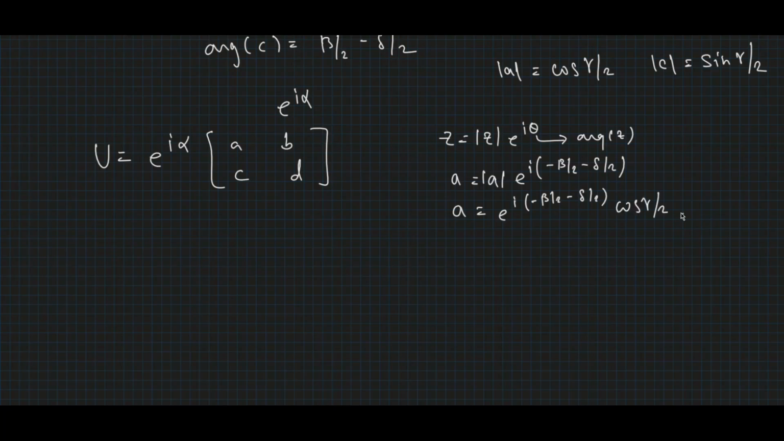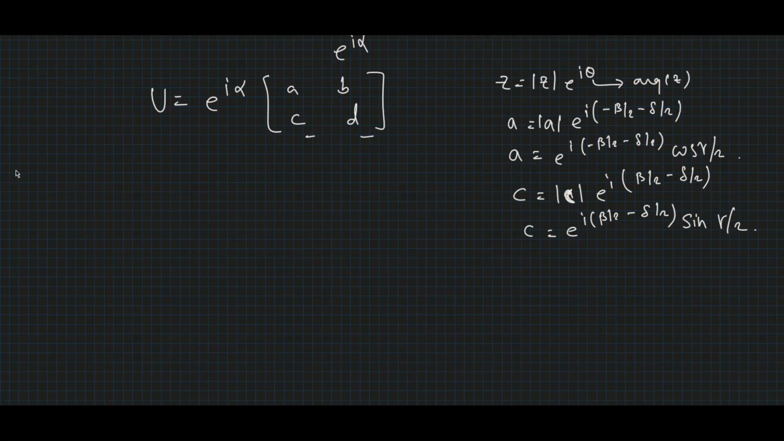Similarly, we can write c is equal to magnitude of c into e raised to i argument of c, which was beta by 2 minus delta by 2. So c would be e raised to i beta by 2 minus delta by 2 into magnitude of c, which is sin gamma by 2. Same thing we can write for c and d.